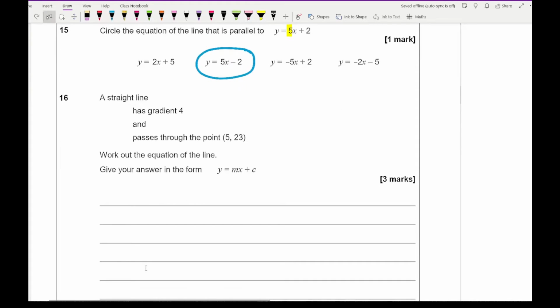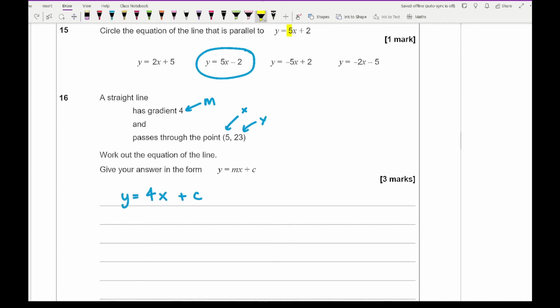Question 16, it says that a straight line has a gradient of 4 and passes through the point 5, 23. Work out the equation of the line, give your answer in the form of y equals mx plus c. Now here the gradient is 4, so that's the m value. So what we've got is y equals 4x plus c. Now from the coordinate, this is my value of x and this is my value of y. So what we're going to do is substitute those numbers in to find out what c is going to be.